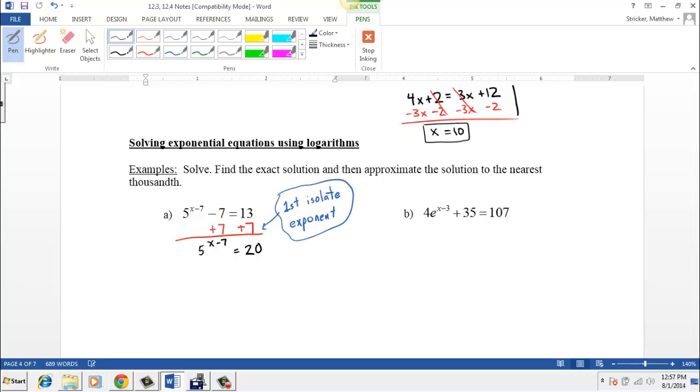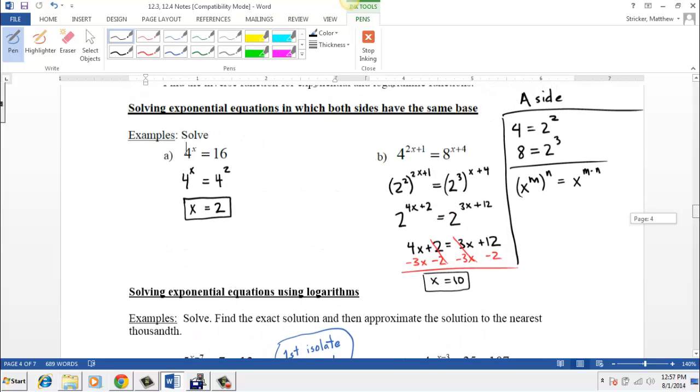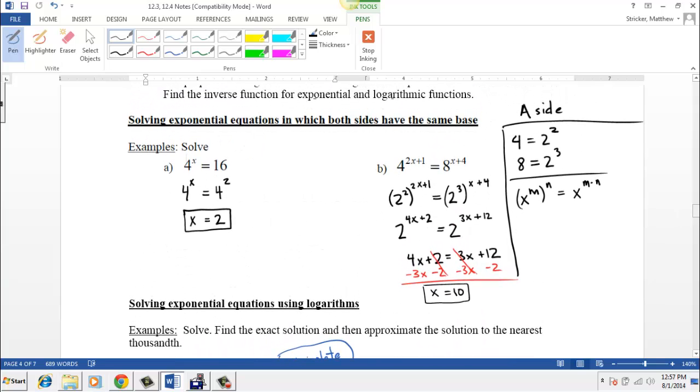Okay, so now we got this problem, and what you're going to notice is this one cannot be solved with the techniques that we've done before for exponential equations. The two examples we just looked at, both A here, we could make this an exponential equation where both sides had exponents of base 4. This one here, example B, both sides had exponents of base 2. We could get the bases the same.